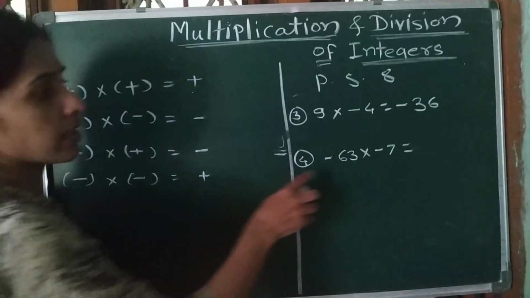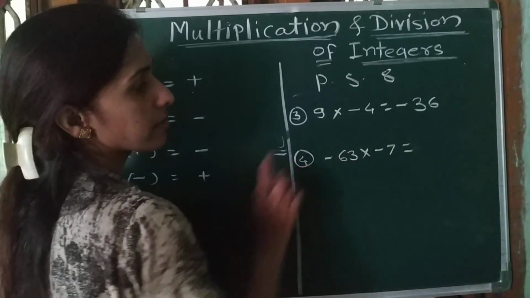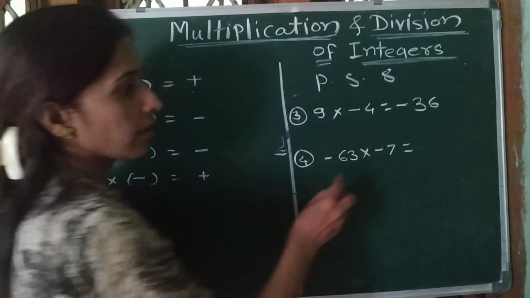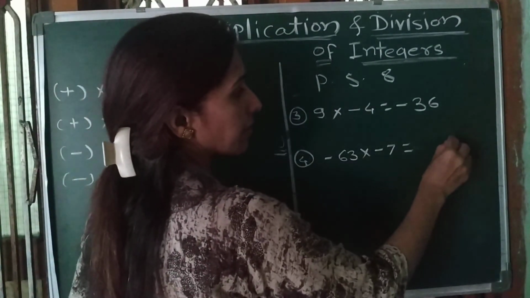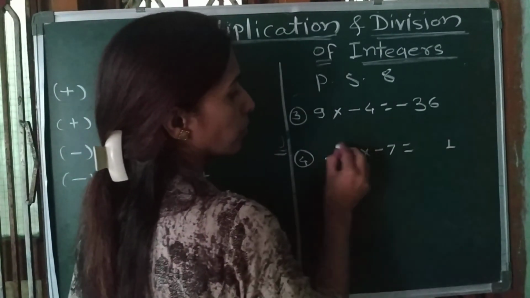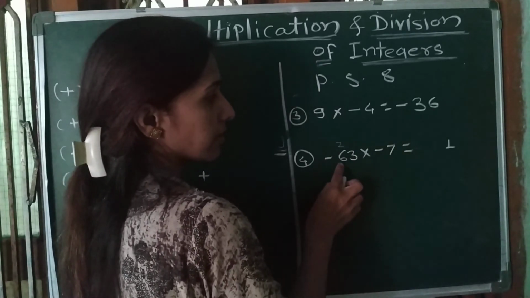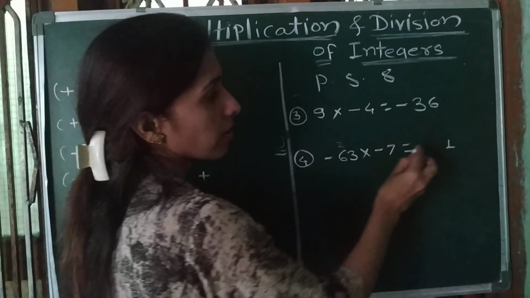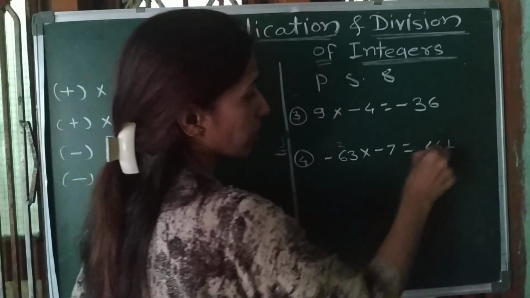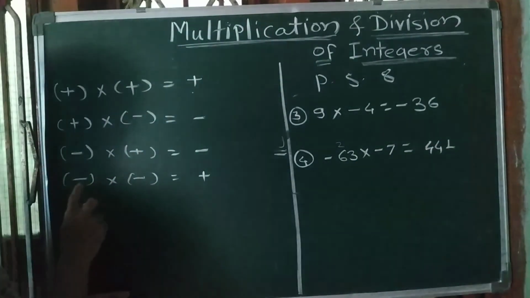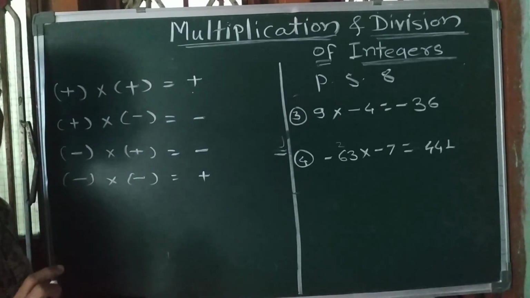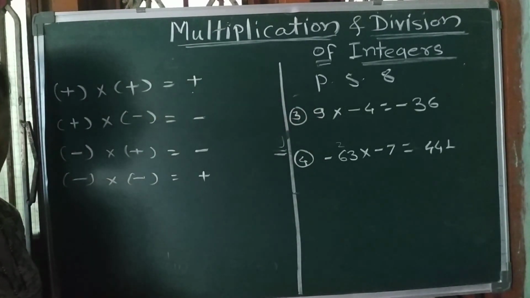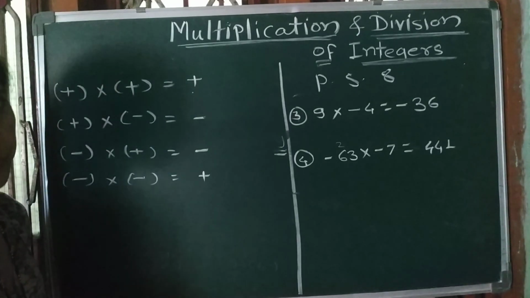Next, minus 63 into minus 7. So what will be your number? 7 threes are 21, carry over 2, and 7 sixes are 42, 42 and 2 is 44. So 44. Both are negative. If both are negative, the answer will get the positive sign. Understood? Same way you have to solve practice set 8. Remaining examples you have to solve. Get it?